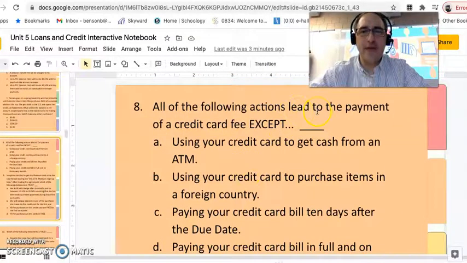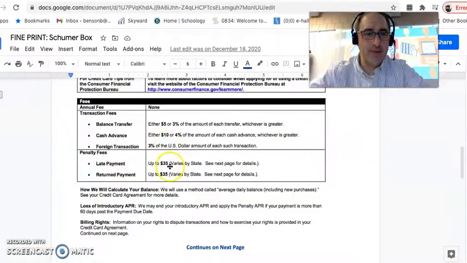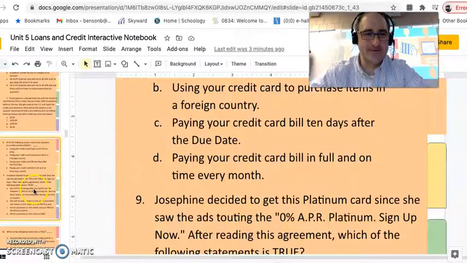Number 8, all of the following actions lead to payment of credit card fees except. So find the one that doesn't have an extra fee. Remember, this talks about fees. Find the one that's not listed here.